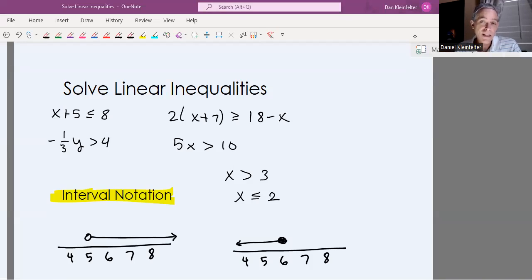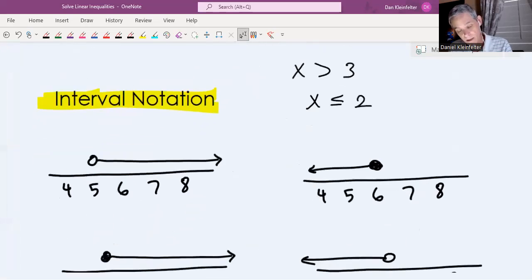Welcome back, everyone. In this video, we're going to start working on solving linear inequalities. In order to do that, we need to talk about interval notation first. There are situations in math where we need to describe a set of numbers, like a continuous piece or pieces of the number line. Interval notation is one of the useful ways of making that description. So let's take a look at some interval notation.